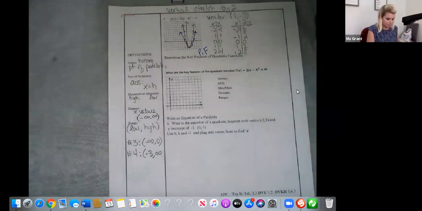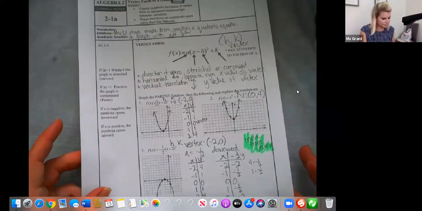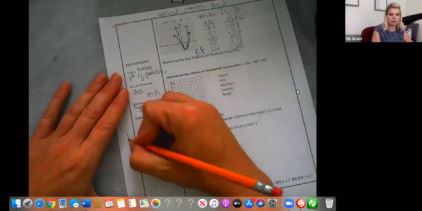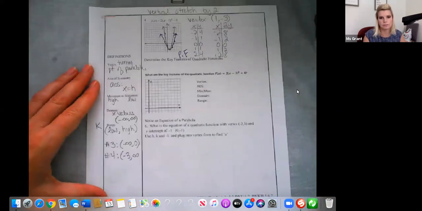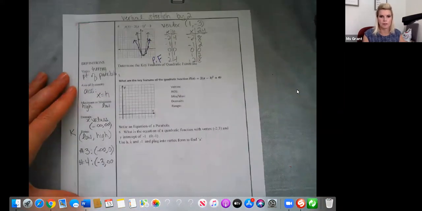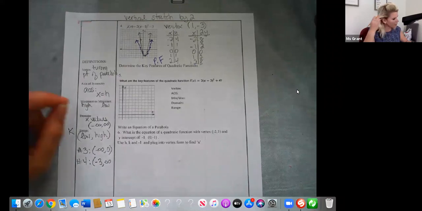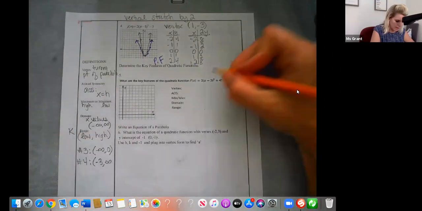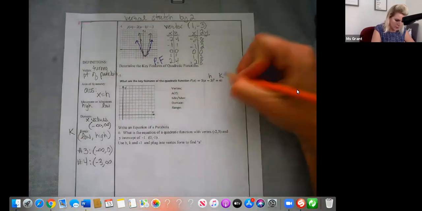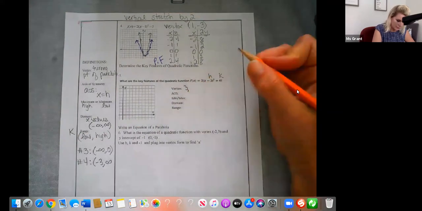Which, you know, was my K. So I'm even going to put the letter K next to range. All right, number 5. What are the key features? Okay, my vertex, check it out. H, K, right? Positive 3, 4.